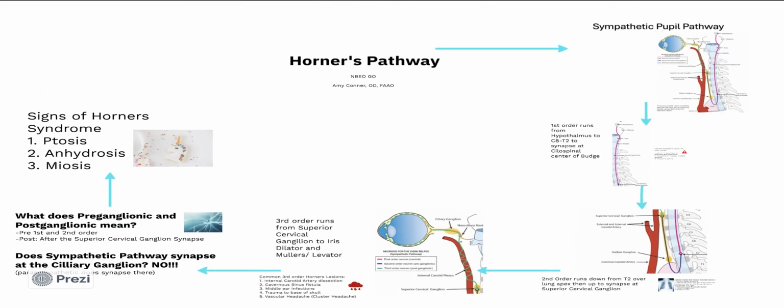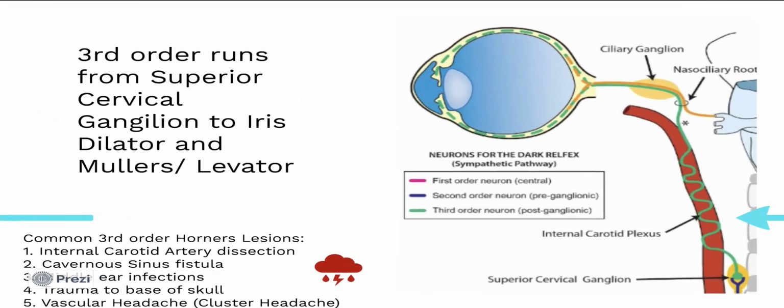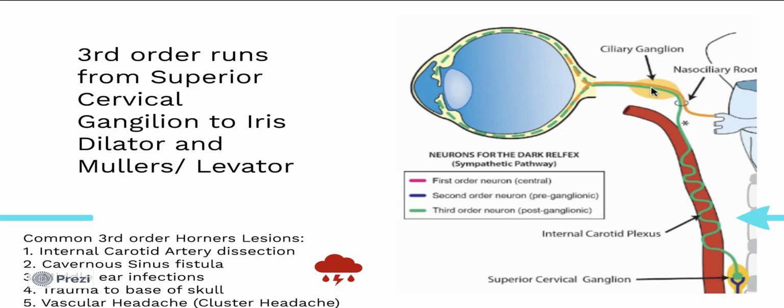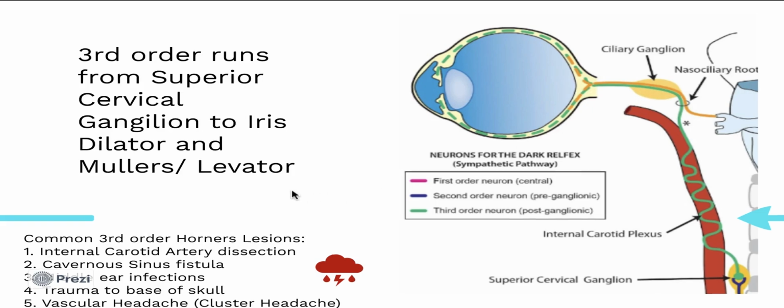Now let's dive into the third order neuron, which is the last part of this pathway. It's already synapsed at the superior cervical ganglion, runs up through the internal carotid, does not synapse at the ciliary ganglion, and then it comes through to the pupil dilator and Mueller's muscle.